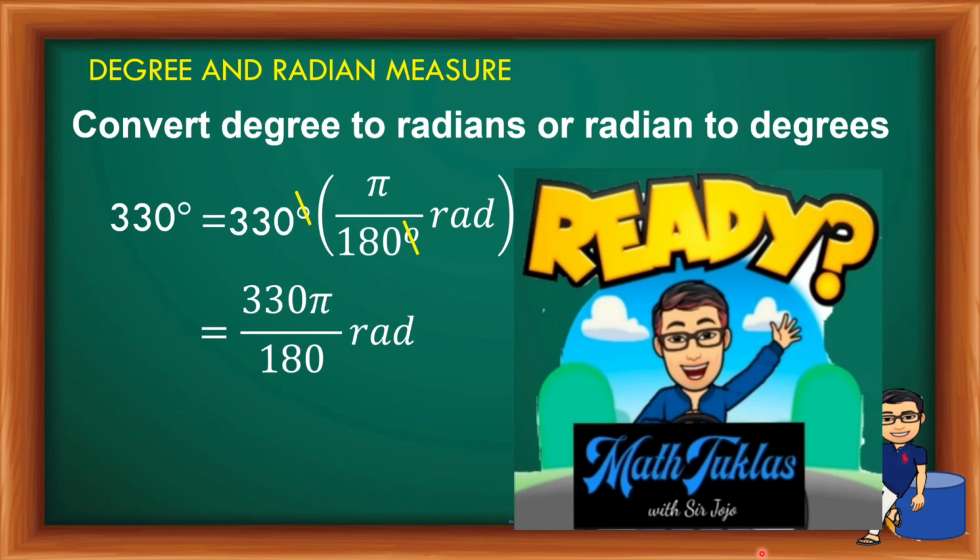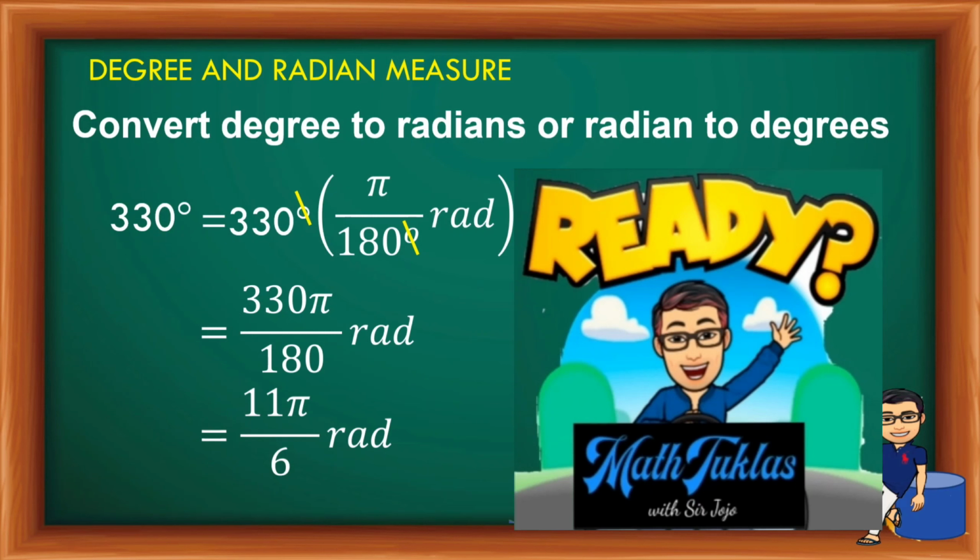And that 330 over 180 can be simplified. So, we simplify that by dividing both numerator and denominator by 30. When we divide, the result will be 11 pi over 6 radian. Again, that is the radian measure of 330 degrees.